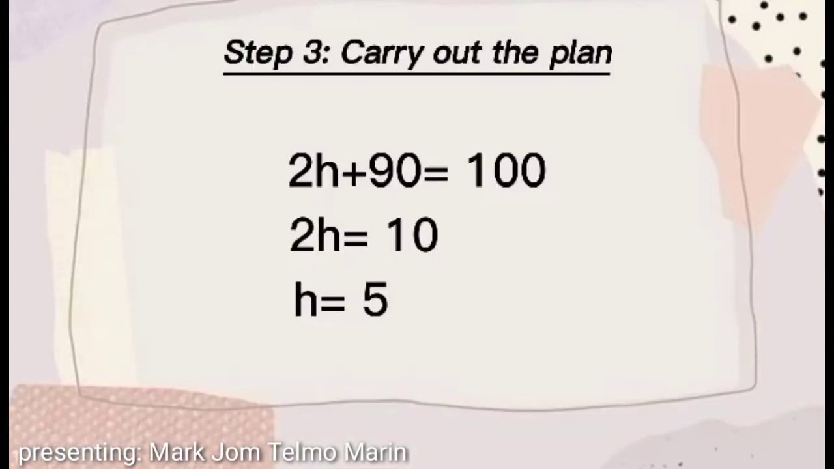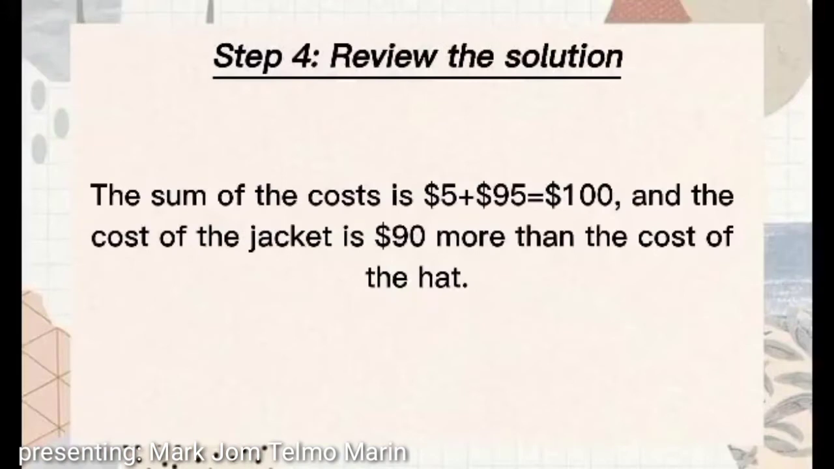Step 3. Carry out the plan. 2h plus 90 is equal to 100, 2h is equal to 10, and h is equal to 5. Step 4. Review the solution. The sum of the cost is $5 plus $95 is equal to $100, and the cost of the jacket is $90 more than the cost of the hat.